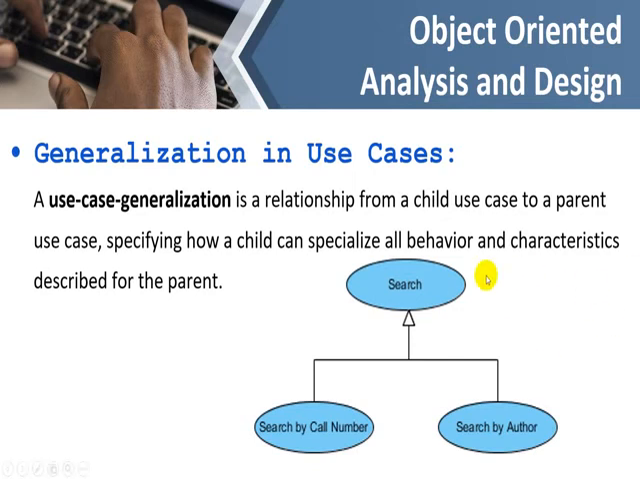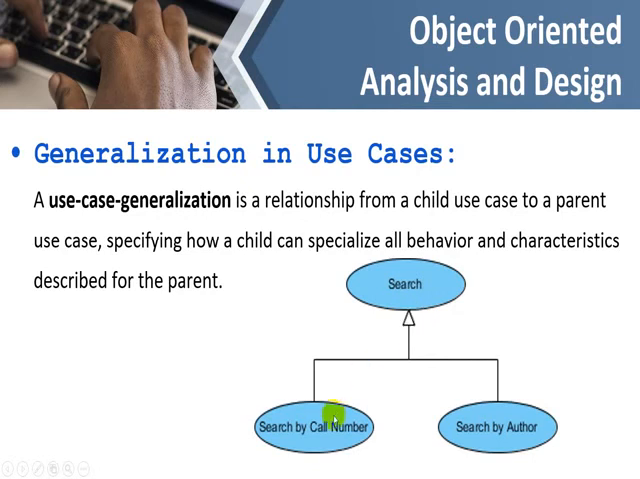For example, if I have to search, I'll say search by call number or search by author. So we have two kinds of searching, but in fact, these two are generally search. Search by call number is search. Search by author is search. So these two, in fact, are search. So these are the child use cases, and this one is the parent use case. And we describe this with this kind of arrowhead, right? Wherever in the use case diagram you find this kind of arrowhead, this describes the generalization.